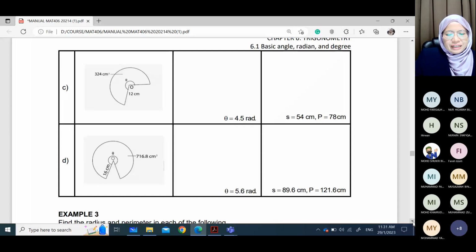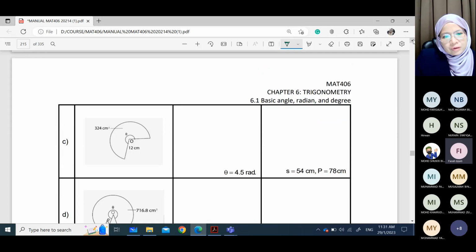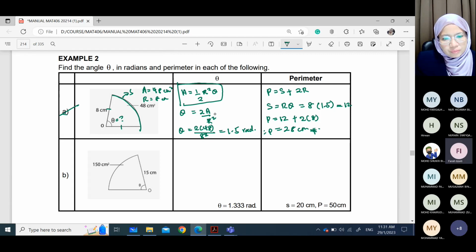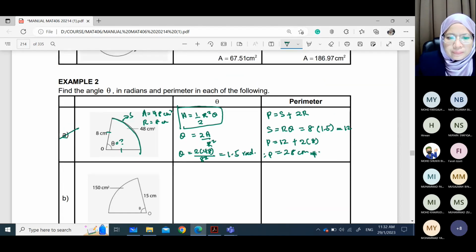Okay. Right. Yes. Yang 2A per R2 tu, yang 2A per tu dia macam mana? Dia daripada formula ni A equal to 1/2 R squared theta. Okay, kita nak cari theta kan, nak dapatkan theta. So 2 ni kita boleh bawa ke sebelah dan dia akan jadi 2A equivalent with R squared theta. R squared theta. Sekarang kita nak theta saja.